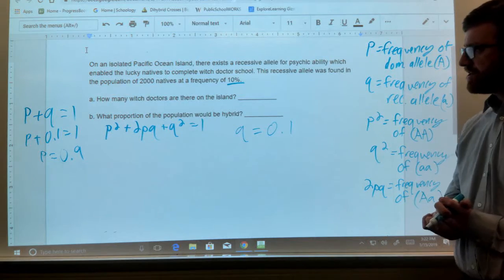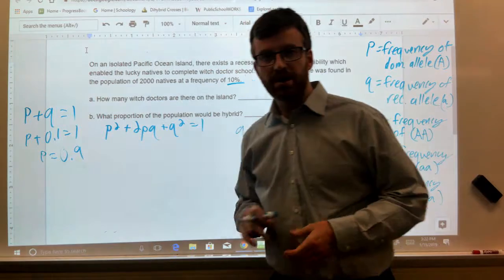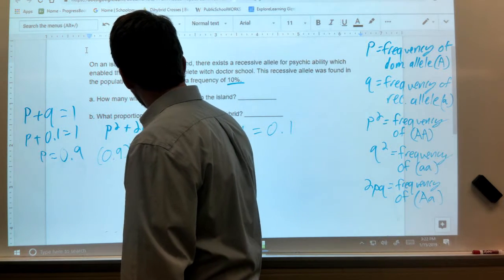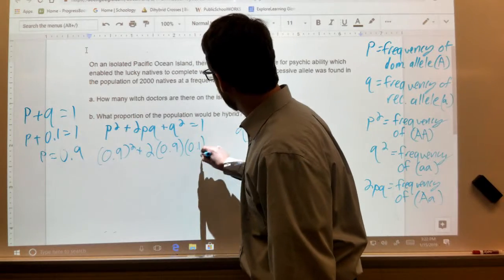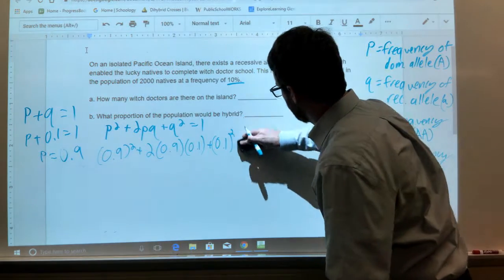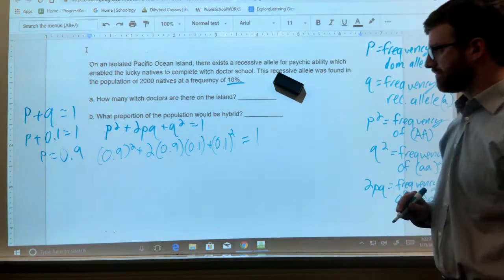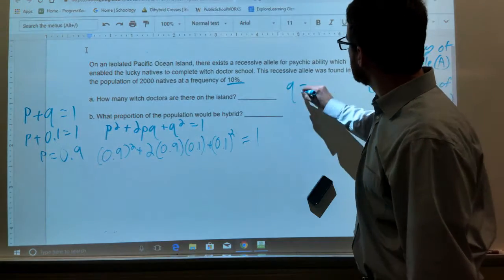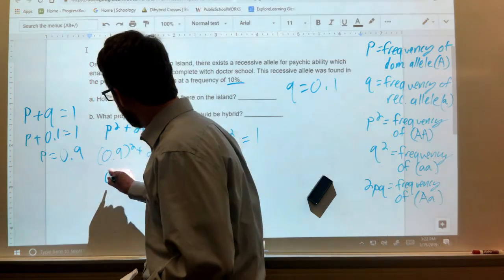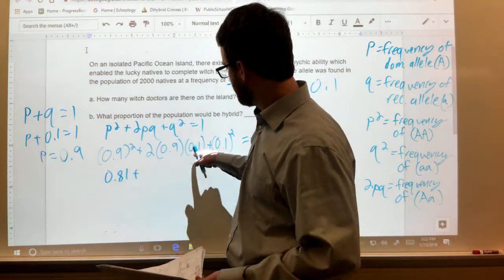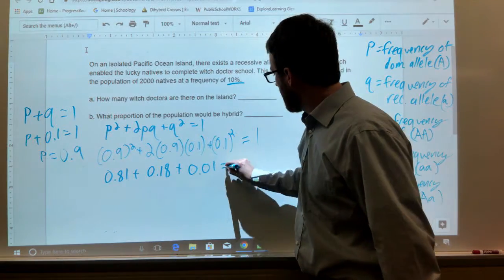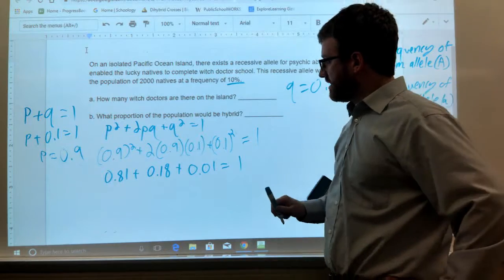Okay, so now we have two pieces of information. We have q, we have p, and we can plug that into the equation. That's going to look like this: 0.9 squared plus 2 times 0.9 times 0.1 plus 0.1 squared, and all of this is going to equal 1. Now you can put this into your calculator. 0.9 squared is going to be 0.81, and then 2 times 0.9 times 0.1 will be 0.18, and then 0.1 squared is going to be 0.01. And you can check your work, because all of this added up should equal 1, and it does.